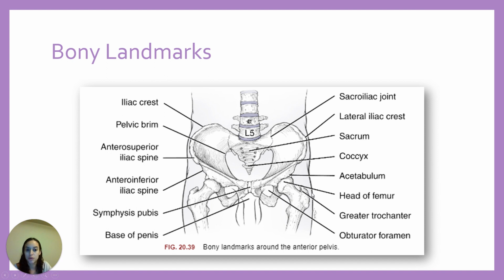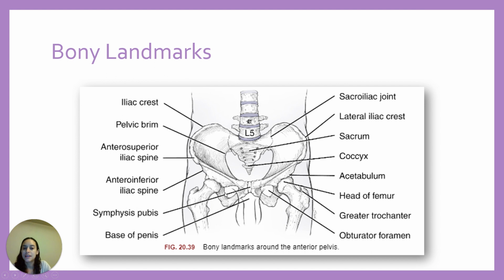Let's see, what other structures do they go over? The greater trochanter is this part of your femur, if you think back in anatomy back in the day. And then the lesser trochanter is the one more medial. So the lateral part of your femur that sticks out is known as your greater trochanter. The medial side, a lot smaller, is your lesser trochanter.